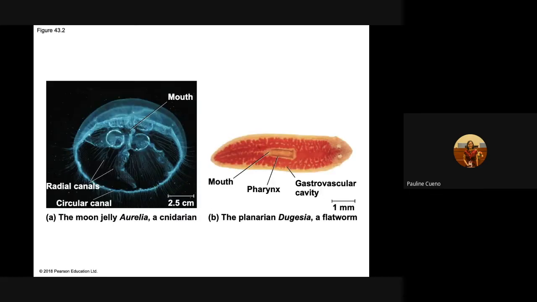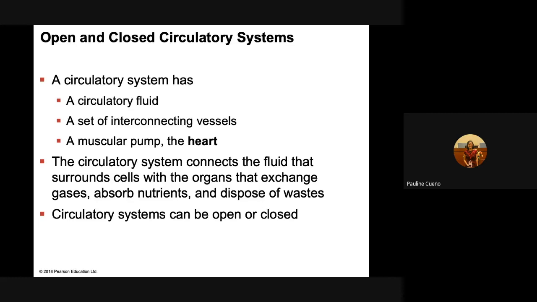So, sa nidarian, sa jellyfish, ayan yung mouth nila. And then, andyan na rin yung gastrovascular cavity. Okay? And then you have here the flatworm, you have the gastrovascular cavity, and isa lang yung kanilang opening for both the nutrients at saka sa kanilang waste product. Okay? And then we have 2 types of circulatory systems, the open at saka yung closed circulatory system.